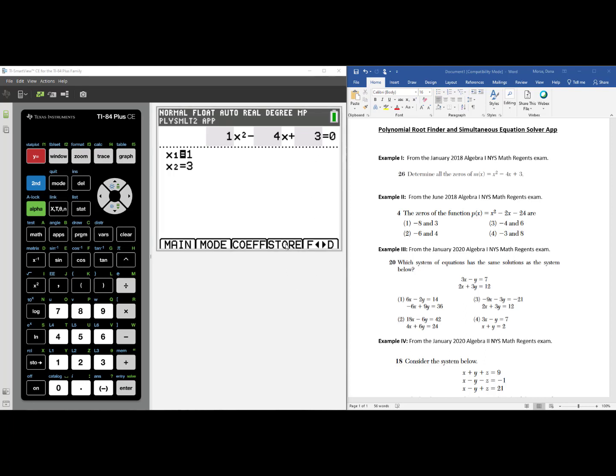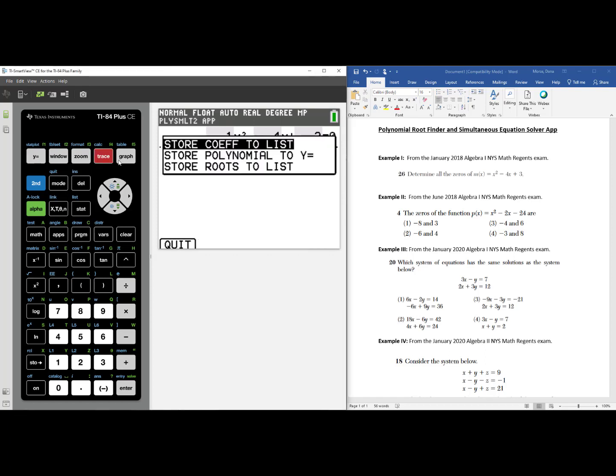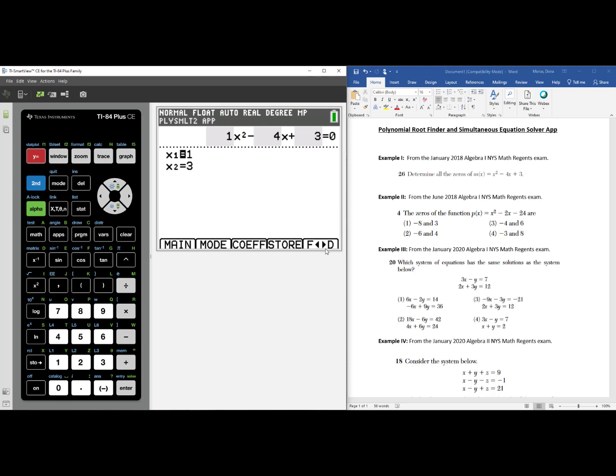Store is very interesting. If I press store, I can store my coefficients to a list, but really cool, store the polynomial that you typed in to y equals. If you want to see the connection between this solution and the graph of it, this is a really cool feature. I'll quit out of here, and F to D, D to F: fractions to decimals, decimals to fractions. If your solution had a fraction or a decimal, this would allow you to convert between the two.